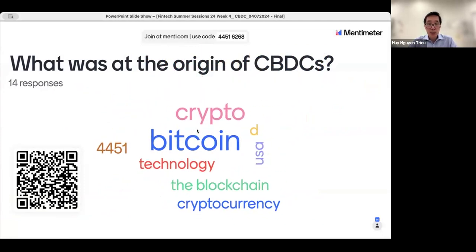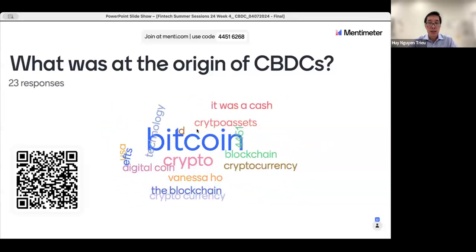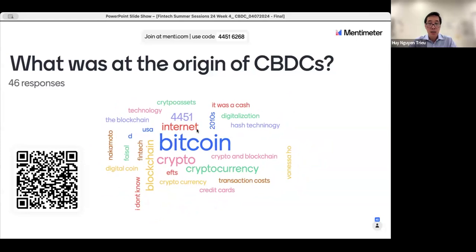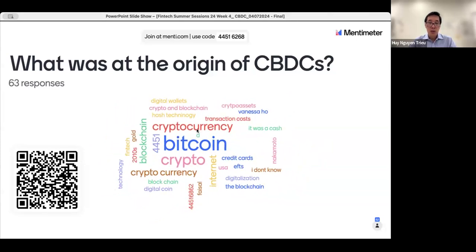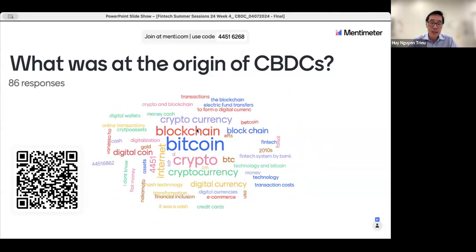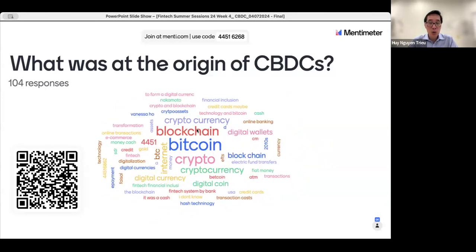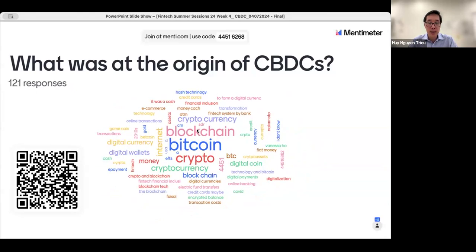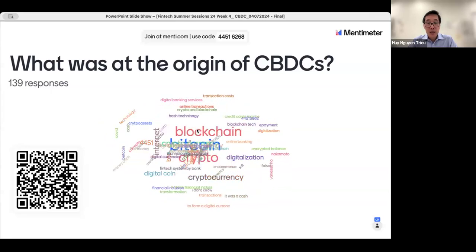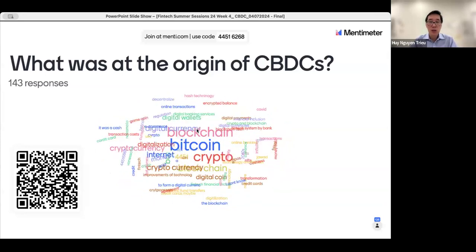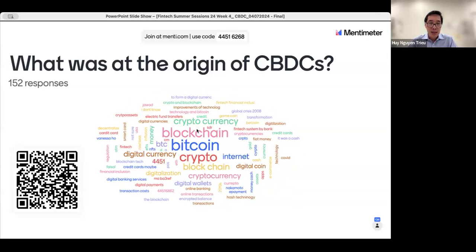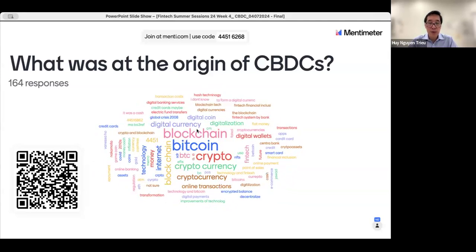Okay, very good. Some of you are saying Bitcoin, crypto, technology, the blockchain, digital coin. Cash, really interesting. Transaction cost, very good. Hash technology, credit cards. So we see a few different trends. Some of them are linked to Bitcoin or cryptocurrencies. Some of them are linked more to the technology underlying Bitcoin, which is blockchain, for example. Some of them around fintech, digitalization, that's really good. I see some of the reasons, some people talked about, for example, faster payment. So that's really interesting. I leave 10 more seconds for people to put more information.